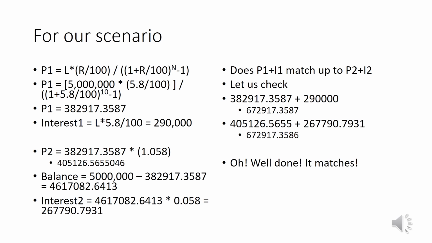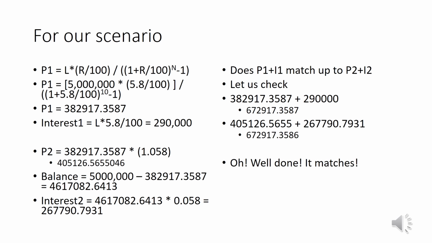And the balance amount, what's the opening balance? The opening balance is 5 million minus the previous principal, right? When you work that out, you get 4.6 million, somewhat close to 4.6 million. We are no more at 5 million, and we have to calculate the interest at this balance. 4.6 million times 0.058 gives us 267,790.7931. So now we have calculated the principal and interest for the first two periods.